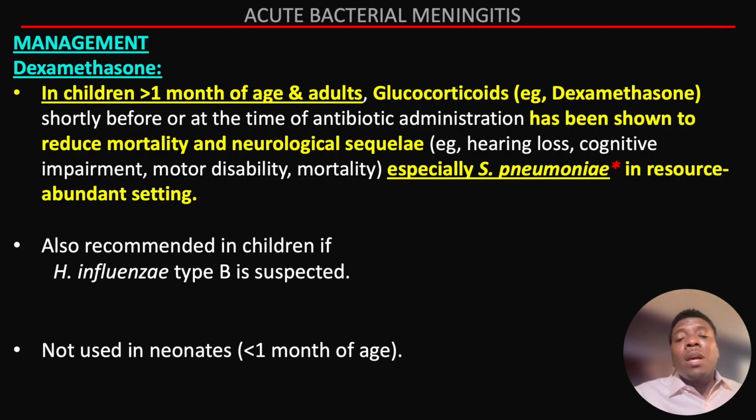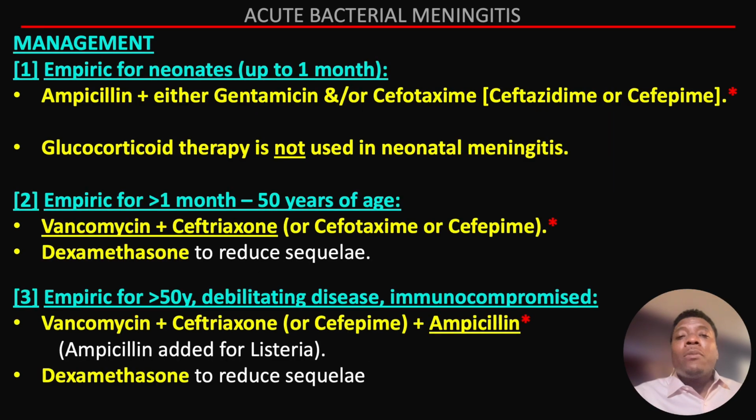However, we do not use steroids in most neonates under the age of 1 month. In terms of antibiotics, if it's neonatal meningitis up to 1 month, the preferred regimen is going to be ampicillin plus either gentamicin or a third or fourth generation cephalosporin. And that can include either cefotaxime, ceftazidime, or cefepime. Again, we do not use steroid therapy in neonatal meningitis. Now, the reason we use those specific cephalosporins, and we don't use ceftriaxone, is that in neonates we worry about the liver being damaged from ceftriaxone.